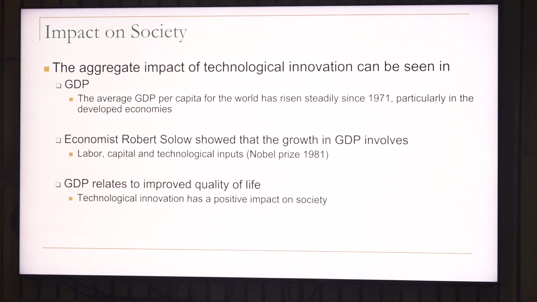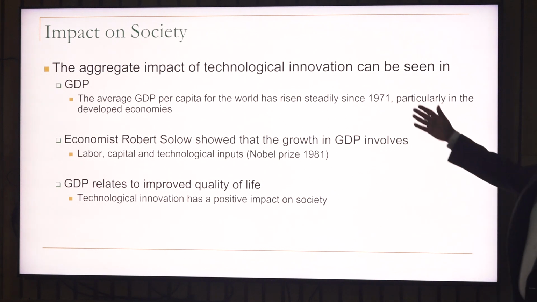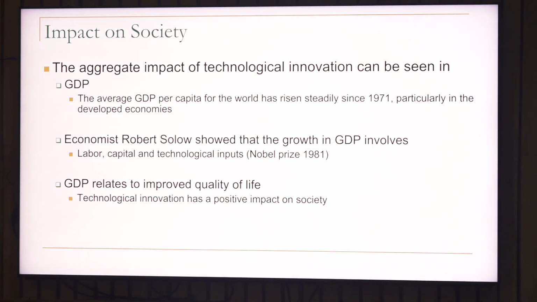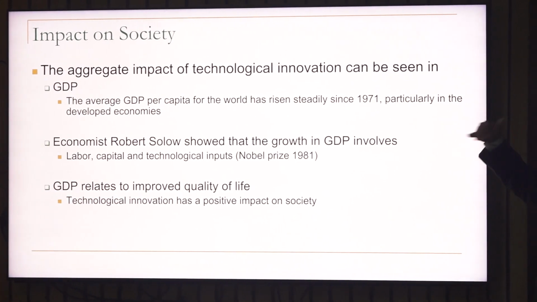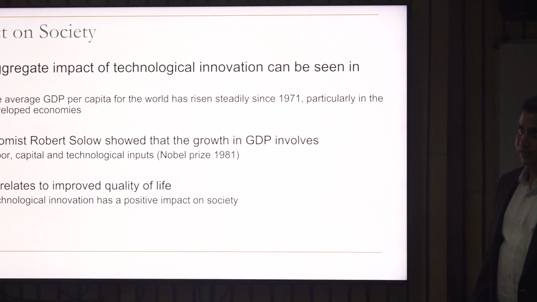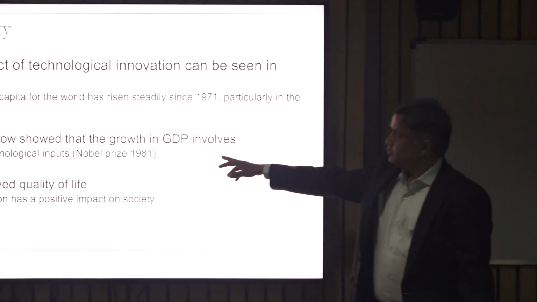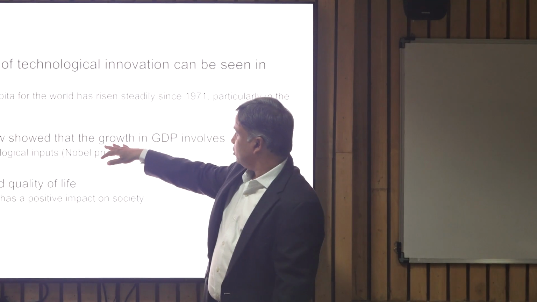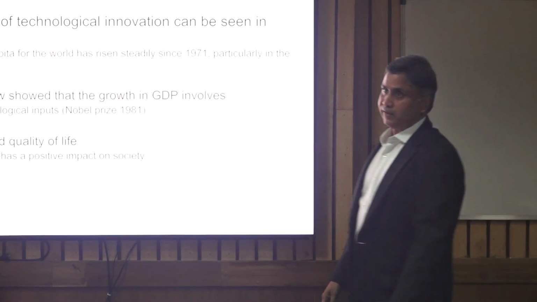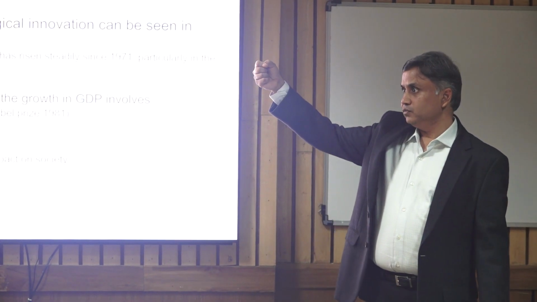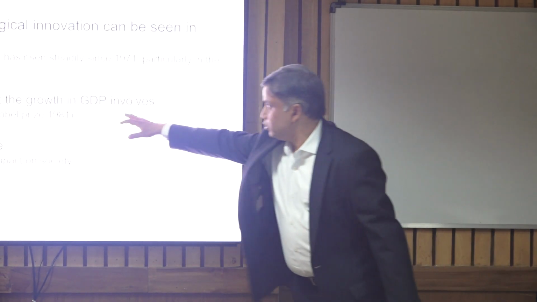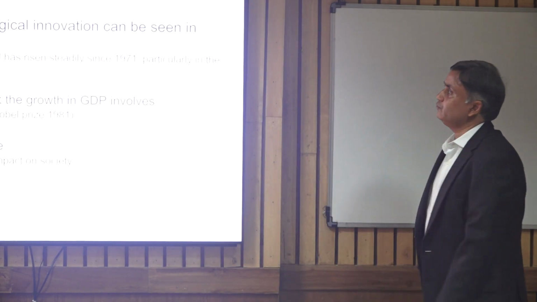As I said earlier, technology can be considered one of the factors of production. So this is just a simple demonstration. Because of advanced technologies, from the 60s and 70s onwards, the GDP of almost all countries has increased substantially. And there is a gentleman, Robert Solow, who showed it empirically, investment in technology and how GDP is growing. He got a Nobel Prize for that in 1981.